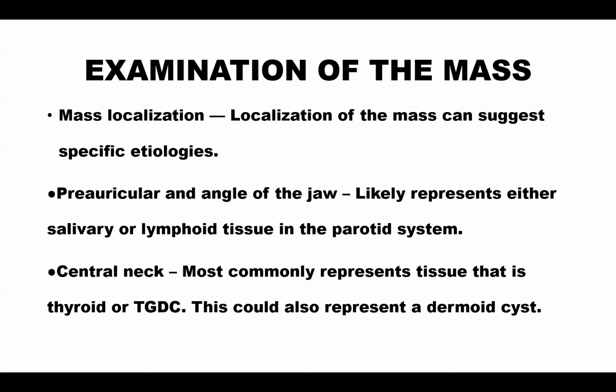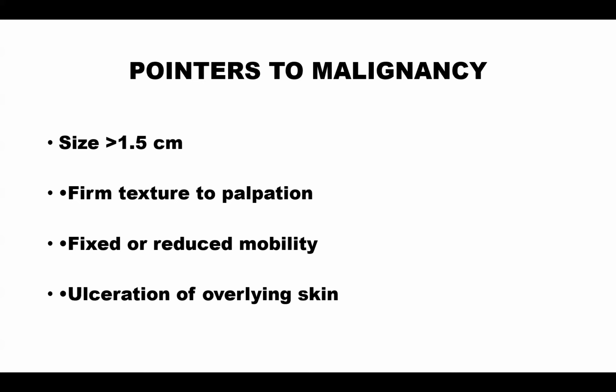Preauricular and angle of the jaw, when you see lesions, they likely represent either salivary or lymph node tissues in the parotid, or it could even be a preauricular cyst or abscess and all that. Now, in the central neck, most commonly it represents tissues like thyroid, thyroglossal duct cyst. Then this could also represent a dermal cyst. So now, pointers to malignancy. If it's a lymph node above 1.5 centimeters, is it firm in texture? Is it fixed or of reduced mobility? Is the overlying skin ulcerated? Suspicious.